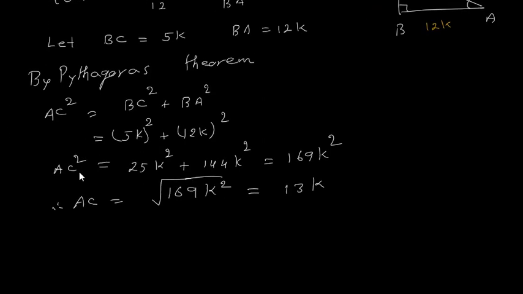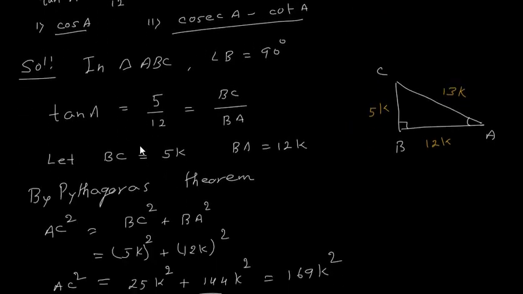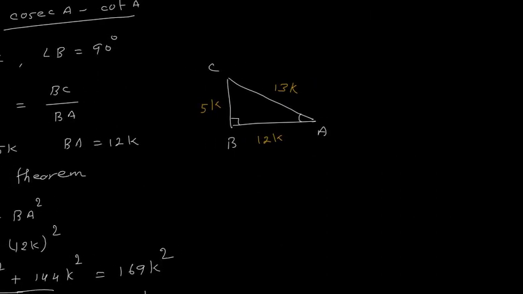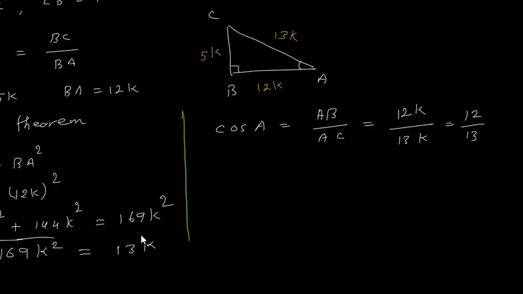Okay, so I have all three sides. Now what do I have to find? I have to find cos A first. So let us find cos A. Here I will make one partition and then cos A. What is the value of cos of angle A? Cos is adjacent, that is AB, upon hypotenuse, that is AC. So cos A is 12K divided by 13K. Now K and K will cancel and finally I have 12 upon 13. This is the value of cos A.